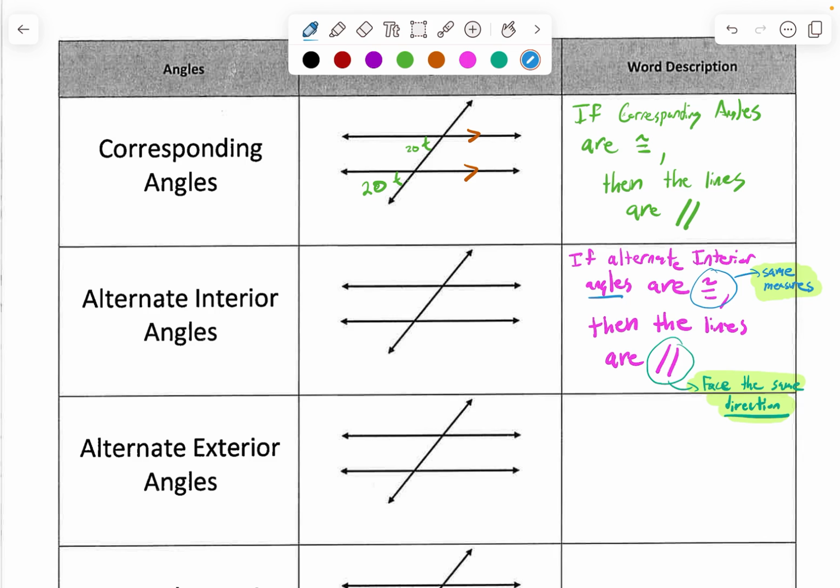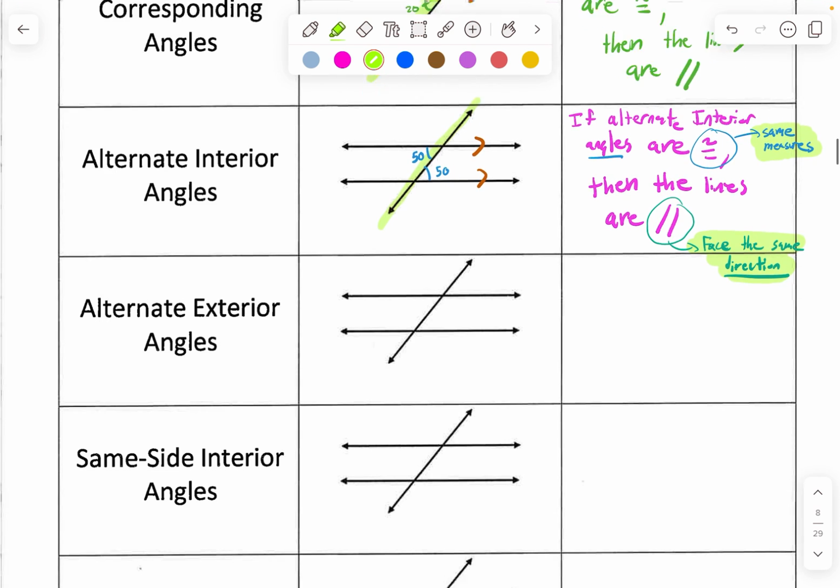Anyways, let's go here and here. Let's say this is 50. If this is also 50, you can say that these lines are parallel with this transversal in the middle here. All right, lots to be said. We'll keep going.